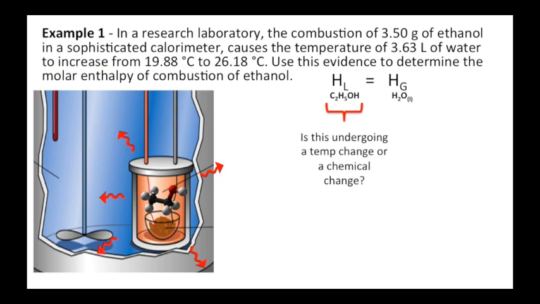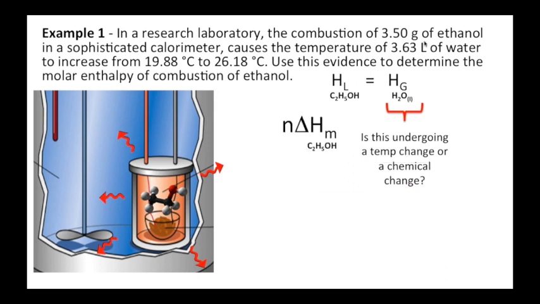Now, we have to ask ourselves, is ethanol going through a temperature change or a chemical change, like we learned in lesson 1? Well, ethanol is burning, so we know it's a chemical change. Our formula for chemical changes is delta H equals n delta H_m. And so the calculation part of that is moles times molar enthalpy. So that will be our formula for this side of the equation. Now, is the water undergoing a temperature change or a chemical change? Well, the water is going through a temperature change, and our formula is mc delta T.